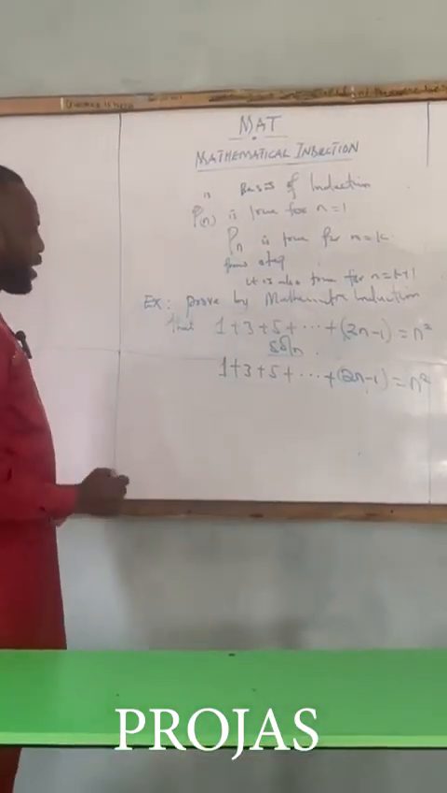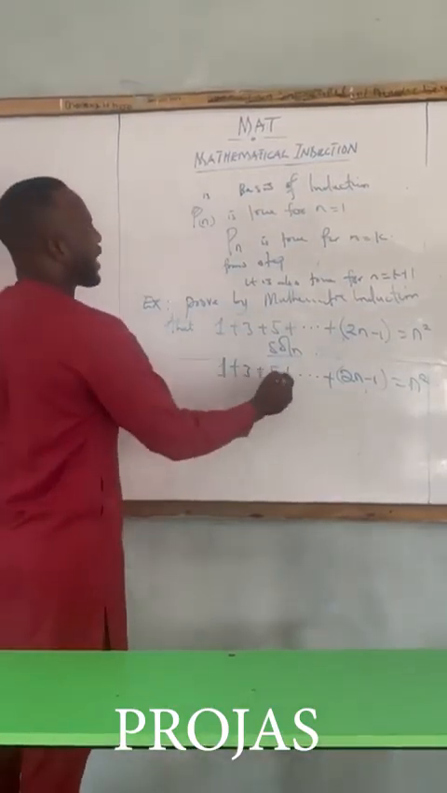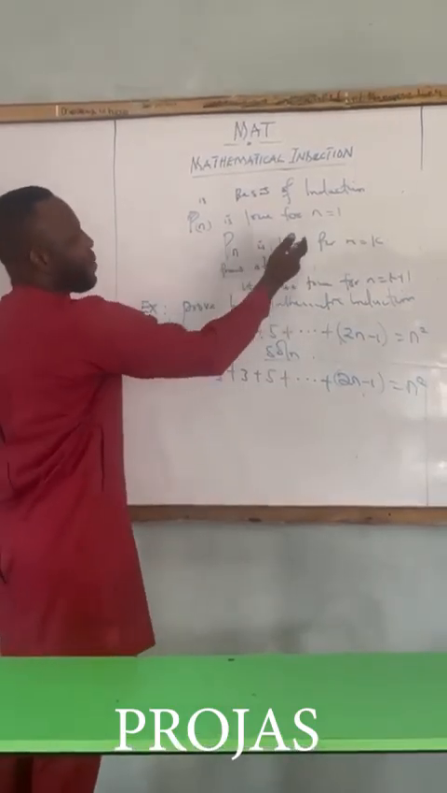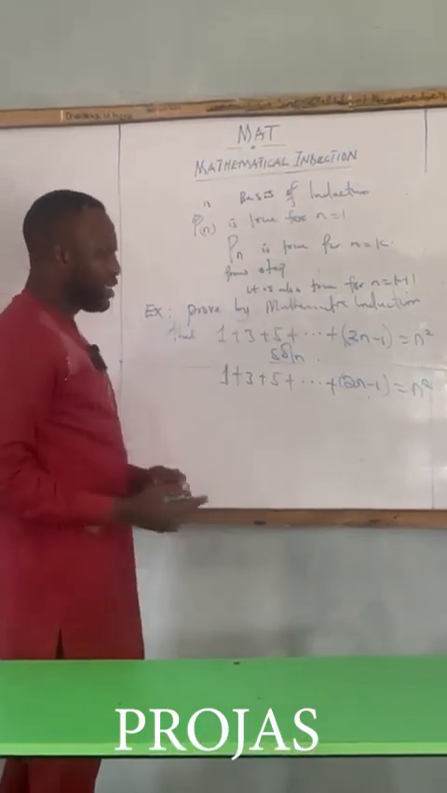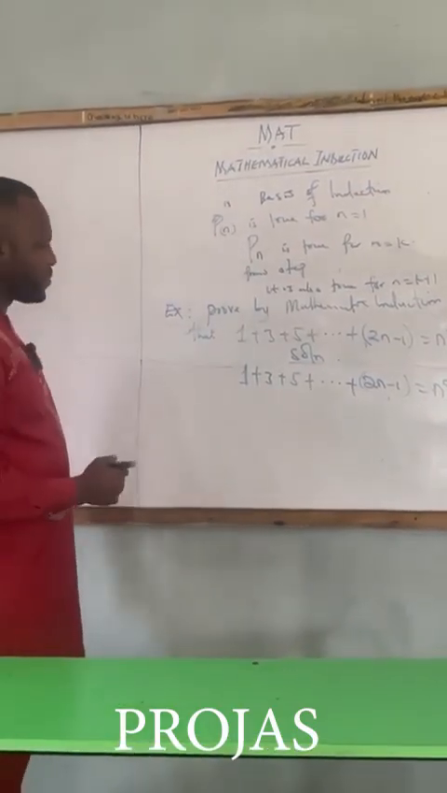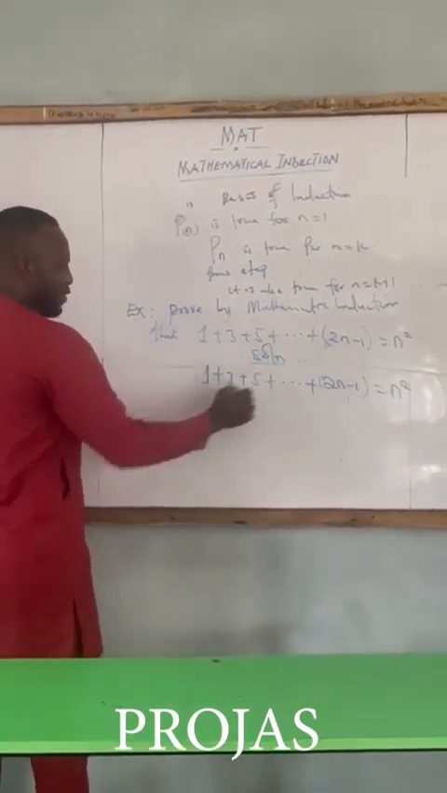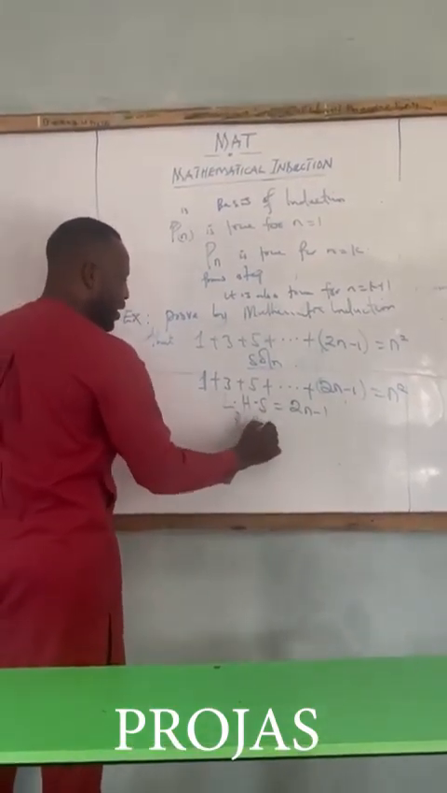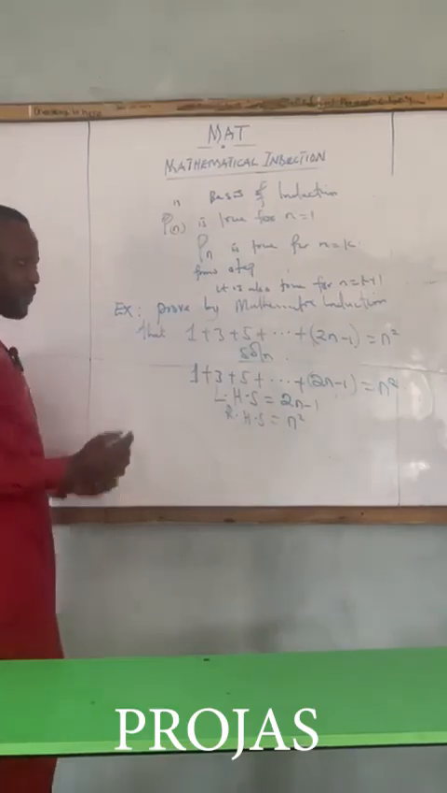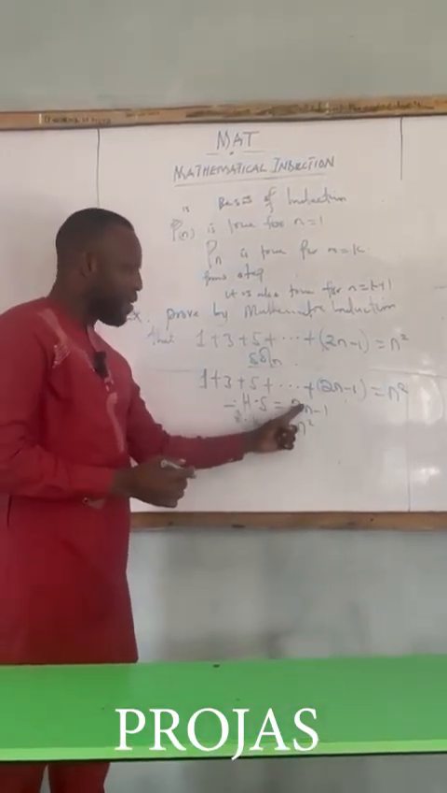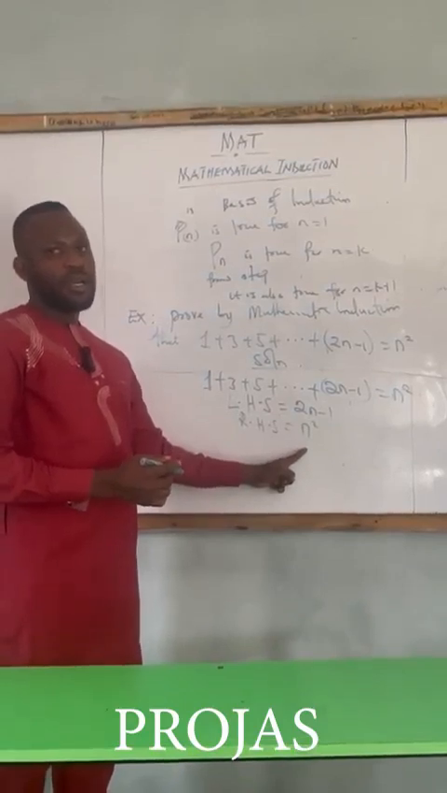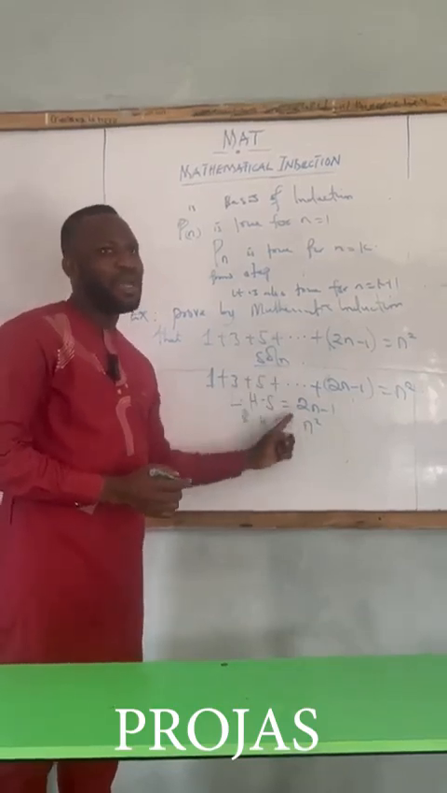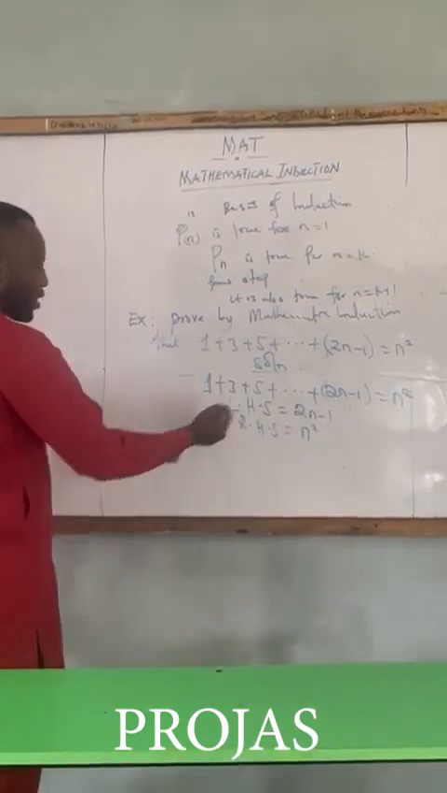All we need to do is to verify this mathematical statement for n equals 1, for n equals k. Then from that statement for n equals k, we can then show that it is true for n equals k plus 1. So let us start. The left hand side of this equation here is 2n minus 1, and the right hand side is n squared. Because if we put n equals 1, the right hand side must be equal to the left hand side. And if it is not equal, it means that the mathematical statement is not true. So let us see if it will be true.